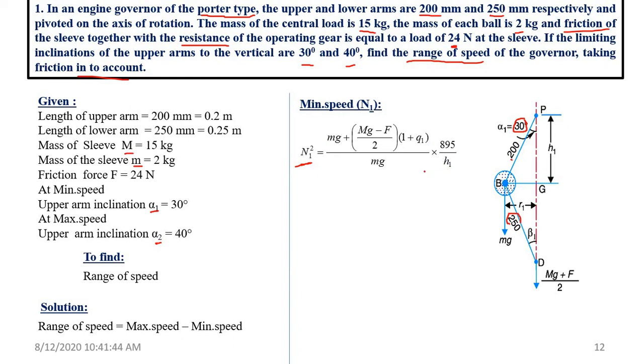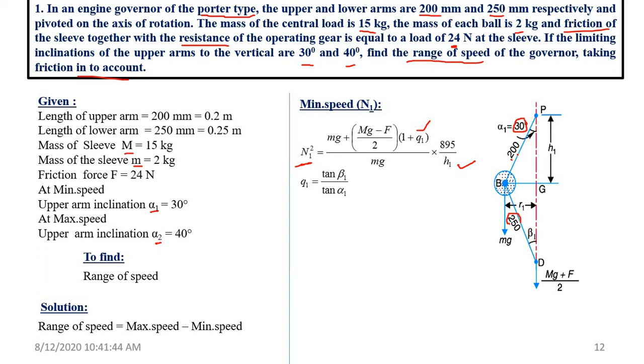What data are unknown? The Q1 value is unknown and the H1 value is unknown. So first you have to find the Q1 value. You know Q1 is equal to tan beta divided by tan alpha, so Q1 is equal to tan beta 1 divided by tan alpha 1. How to find the beta 1 value?